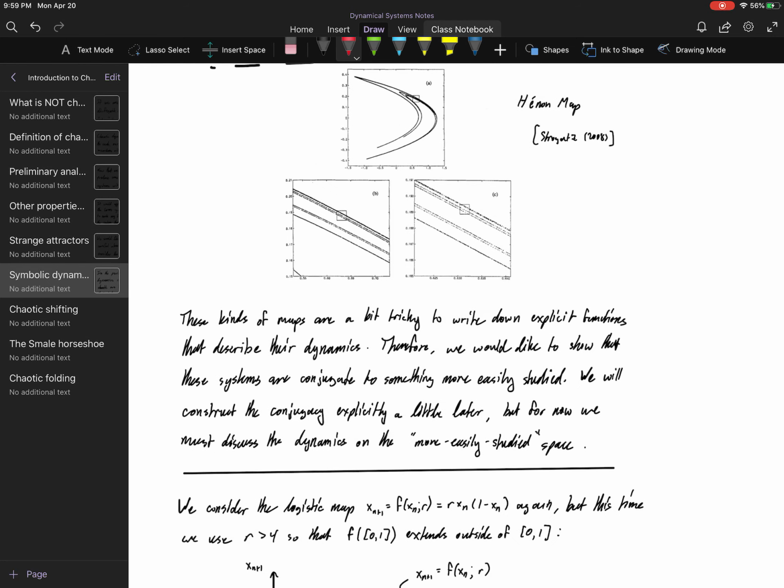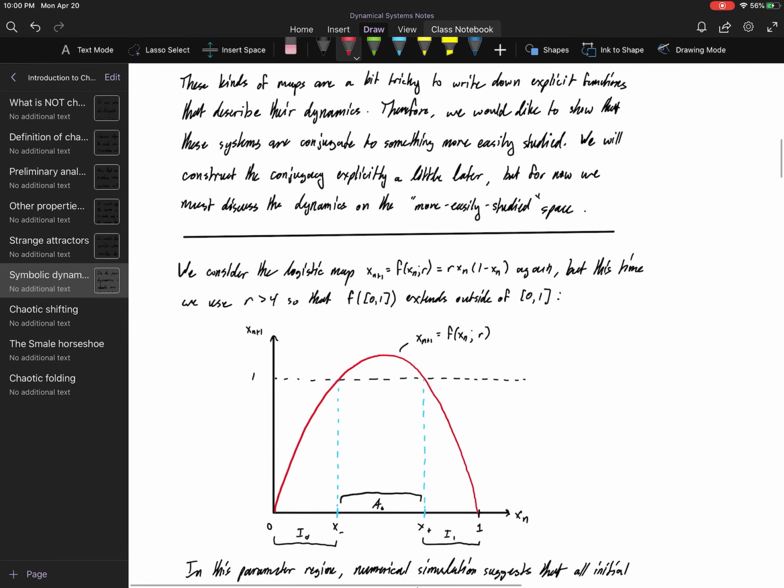Rigorously, explicitly defined discrete map. But these are very, very difficult. It is difficult to write down the specific dynamics. So what we would like to do is find a comparable system that is easier to study. Ideally, we would like to show that these systems are exactly the same as something that is much easier to study. And just because it is easier to study doesn't mean it is easy to study, just easier to study.